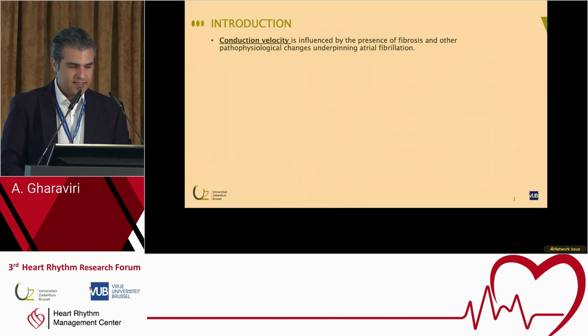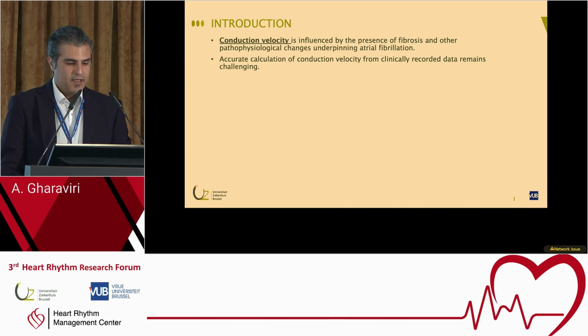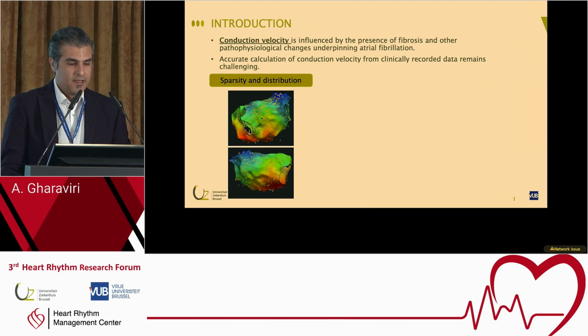What's the alternative? We can use conduction velocity. We know that fibrosis can reduce conduction velocity in the tissue where the fibrosis is present. But calculating conduction velocity in an accurate way is challenging when you use clinically recorded data. And why is that? Because of the sparsity and distribution of the data.